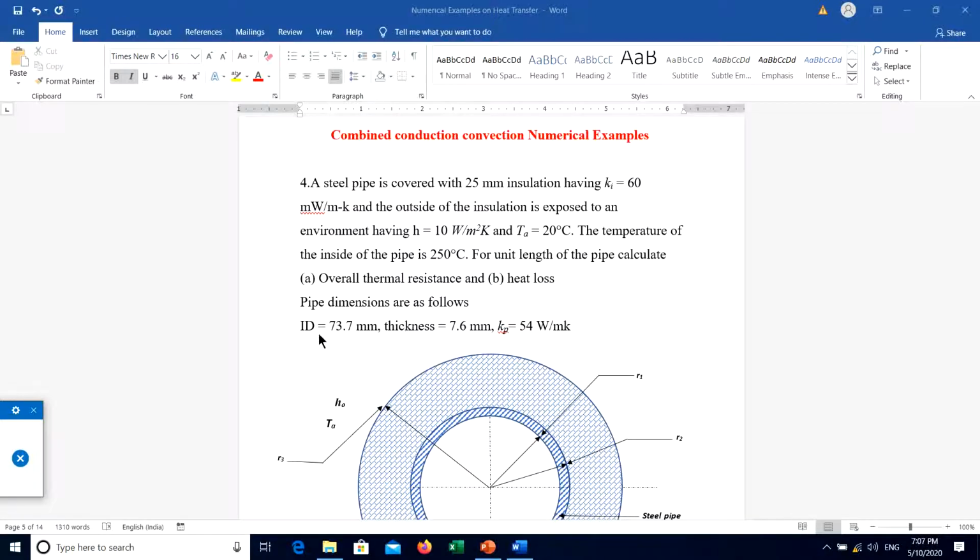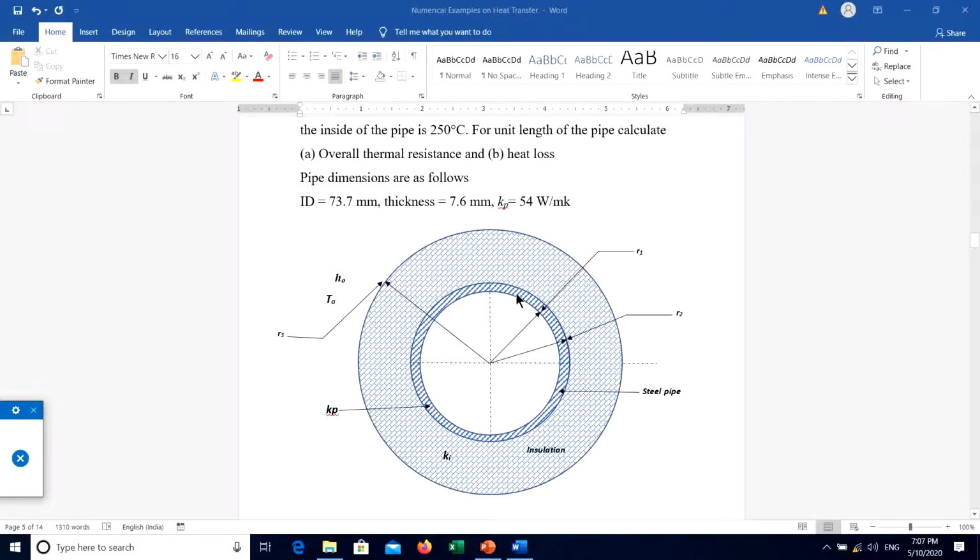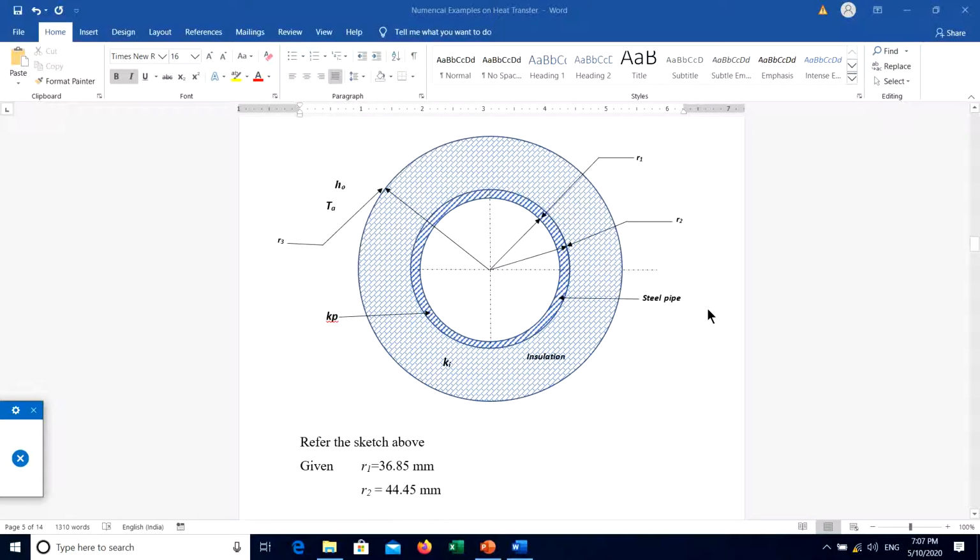So pipe dimensions are as follows. The ID of the pipe is given, then thickness is given as 7.6, and then the thermal conductivity of the pipe is given as 54.5. So this is the arrangement, this is the pipe, and this is the insulation. We need to calculate overall thermal resistance and then the rate of heat transfer.